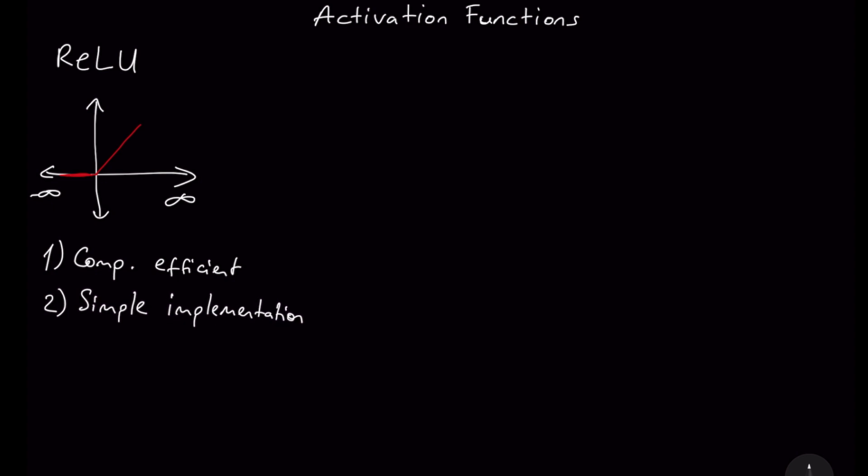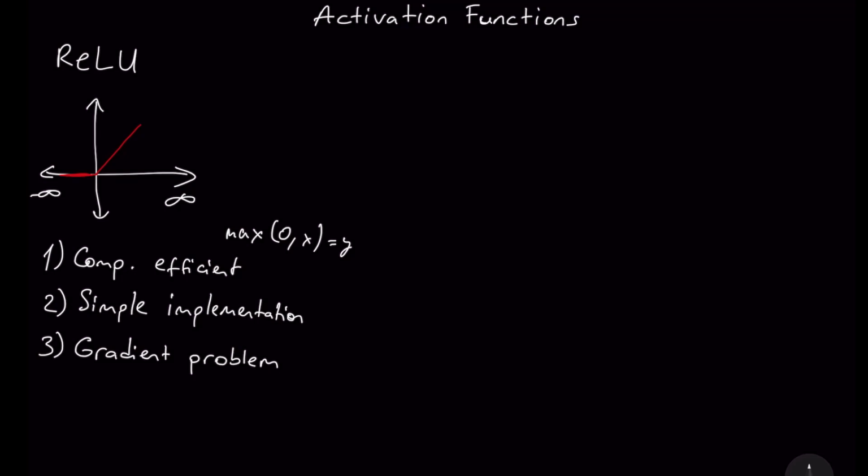And basically it's just max of 0 and x is y, right? So it's a very simple formula here. And the third will be helping with addressing the vanishing gradient problem, which we will talk about later. Okay. So ReLU is very commonly used in the hidden layers. But there are other activation functions.